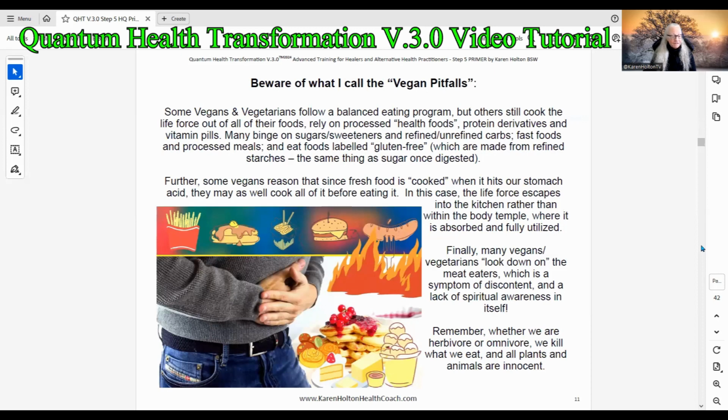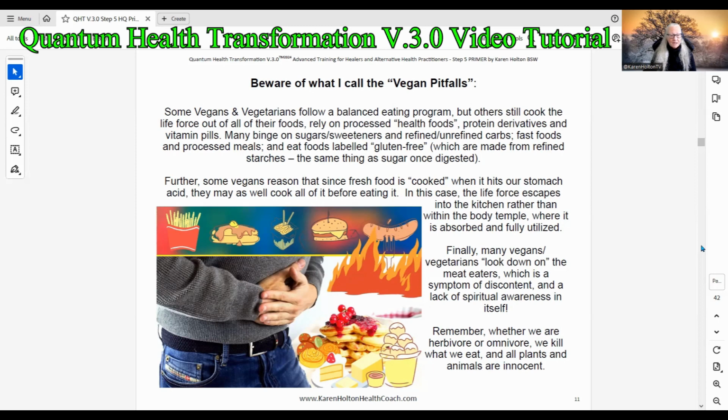Beware of what I call the vegan pitfalls. Some vegans and vegetarians follow a balanced eating program, but others still cook the life force out of all of their foods, rely on processed health foods, protein derivatives, and vitamin pills. Many binge on sugars and sweeteners and refined or unrefined carbs, fast foods and processed meals, and eat foods labeled gluten-free, which are made from refined starches, the same thing as sugar once digested.